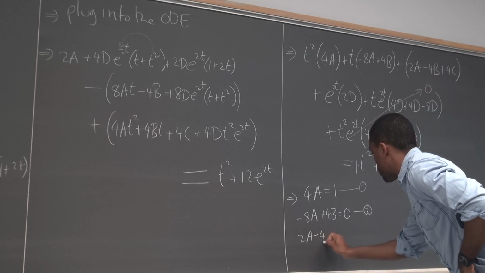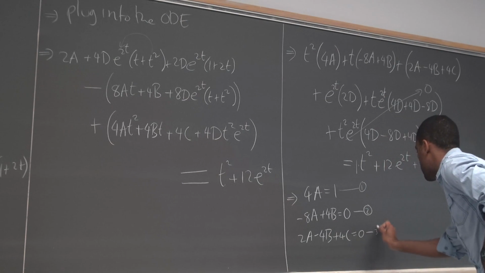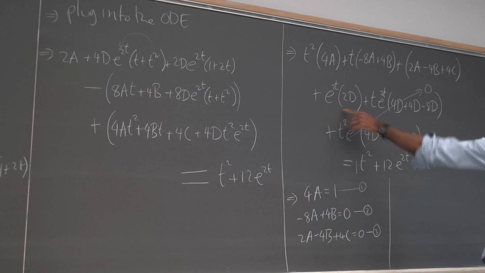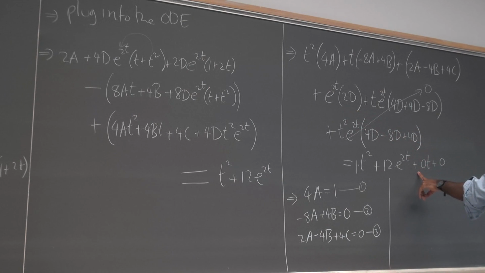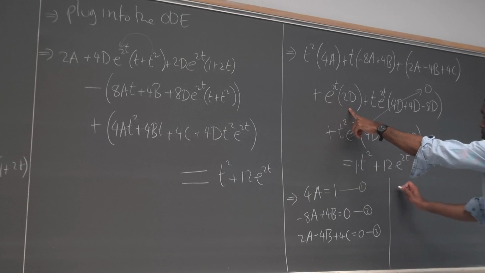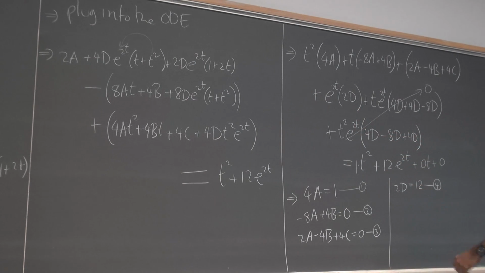2a minus 4b plus 4c equals 0. That's the third equation I have. How many e to the 2t's do I have on this side? I have 12 of them. On this side, I have 2d of them, which means 2d must be equal to 12. And these guys don't even come into the picture, right?